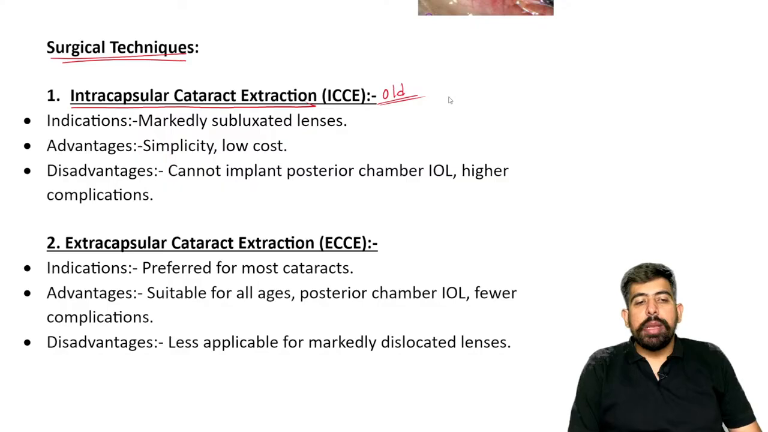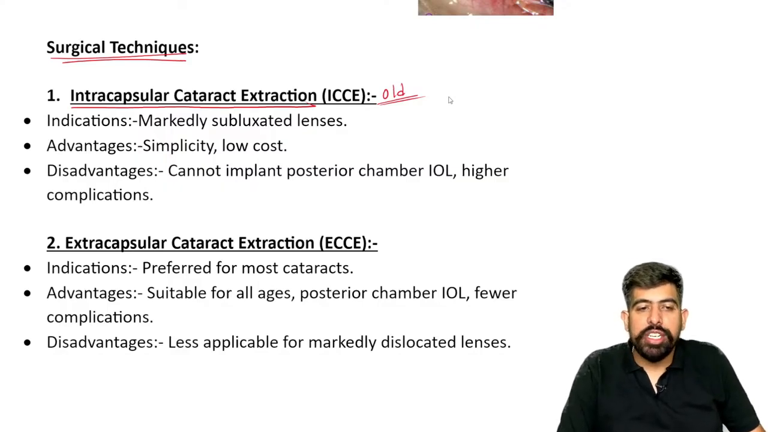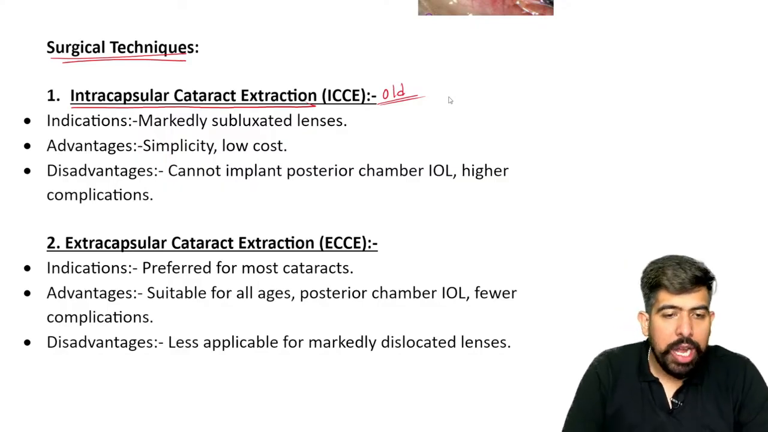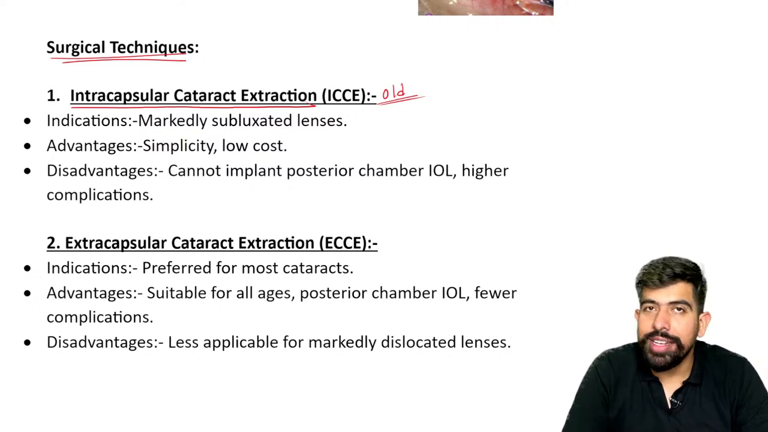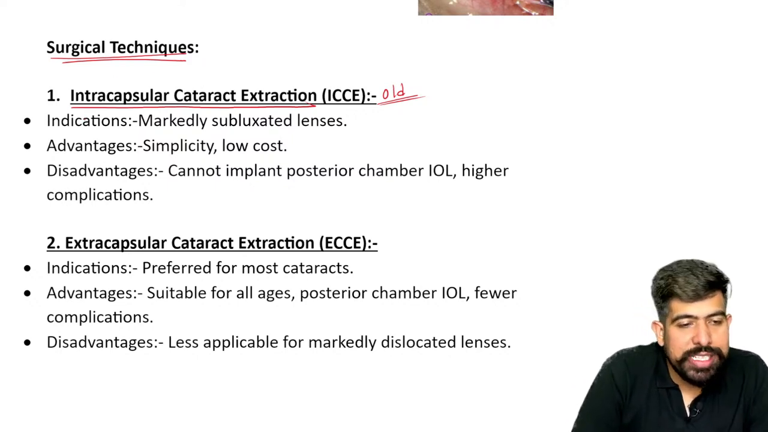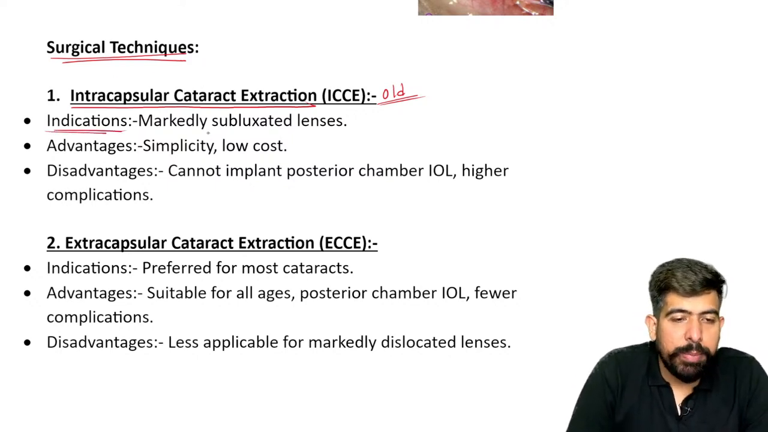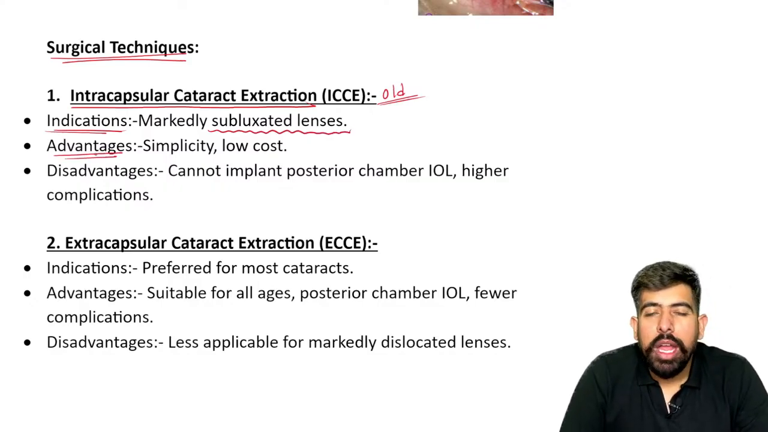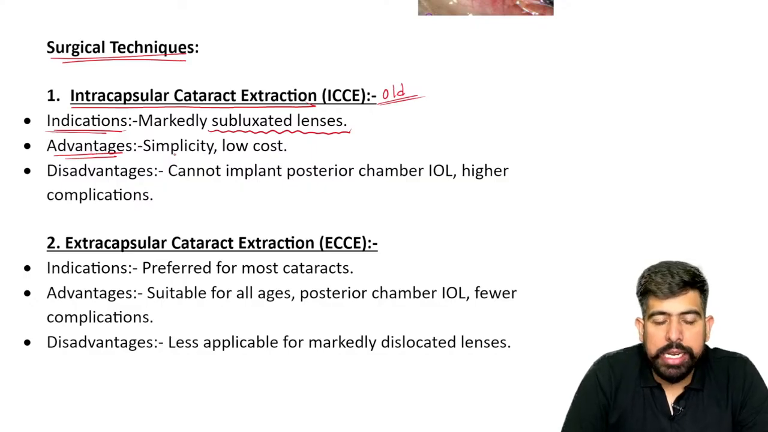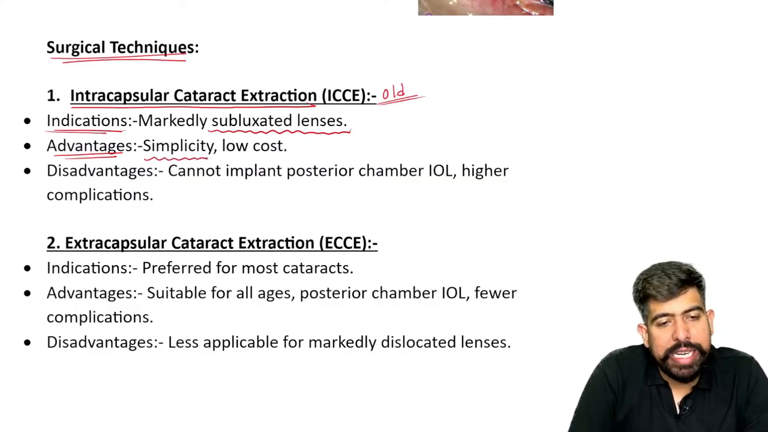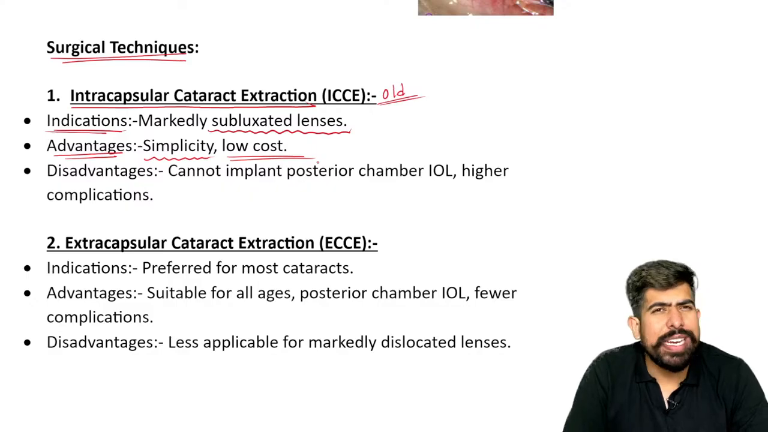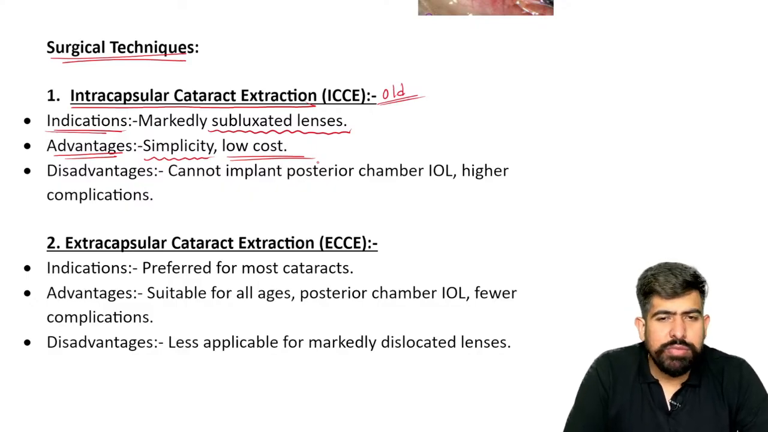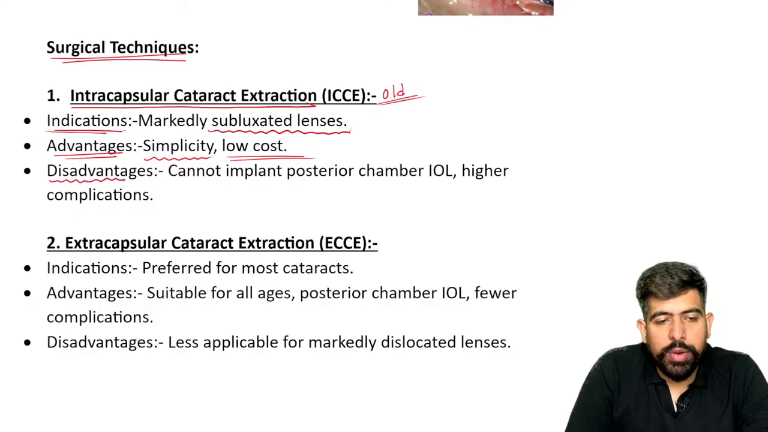But if the patient is coming with a complication, like subluxation of the lens, we don't have any other option. For such a patient, we have to do this, so the indication is totally given. If a markedly subluxated lens is there, we have to do this. What is the advantage of this particular surgical technique? That is the simplicity. It is very simple and very low cost. And there are disadvantages also.